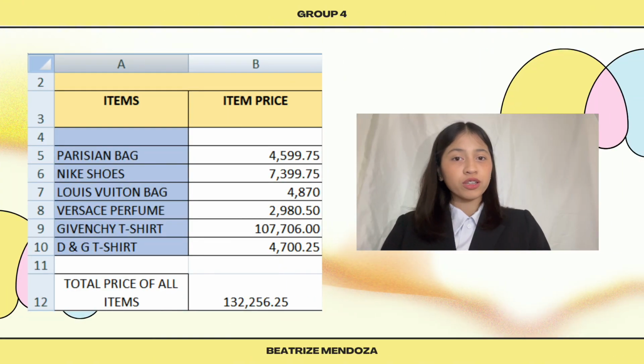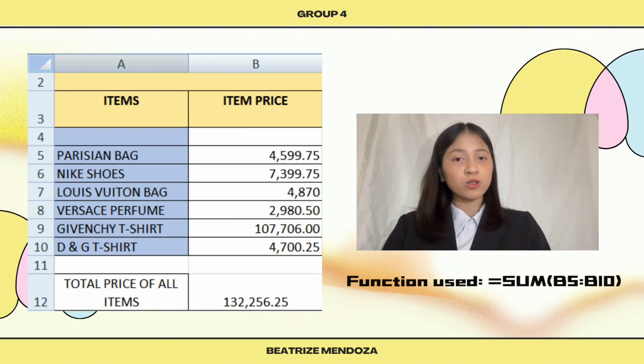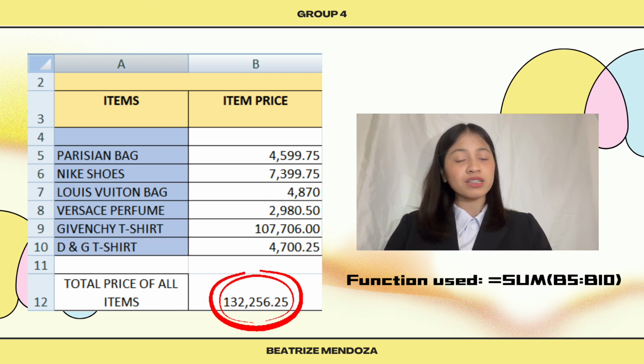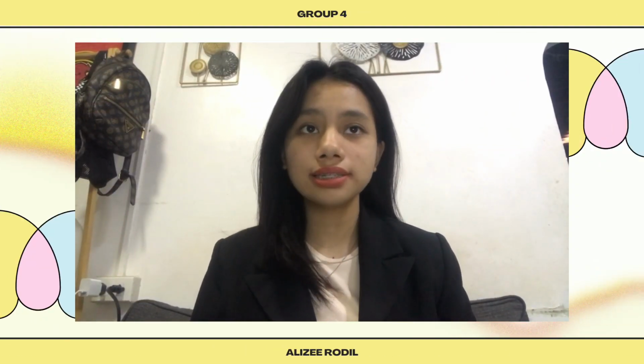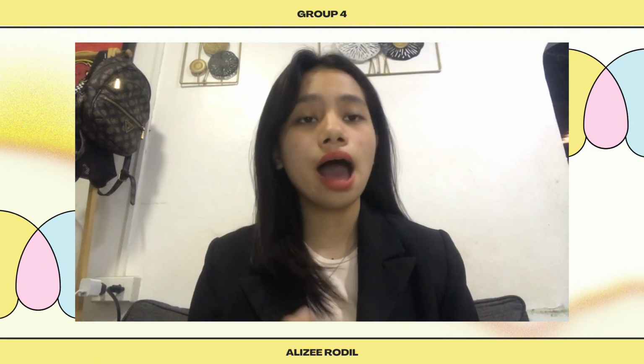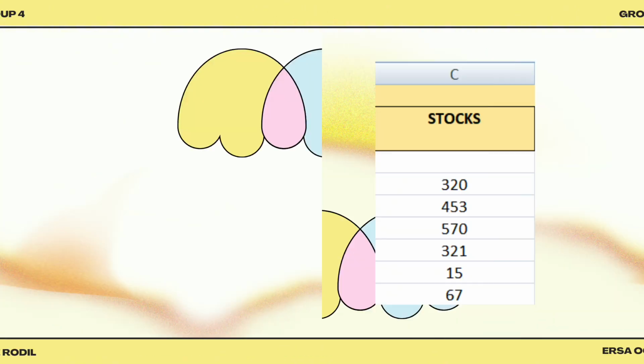And if we compute the total price of all items, the total sum will be 132,256.25 pesos. Once we know the specific price, it is easy to inventory the item. But we also need to know how many stocks we have.